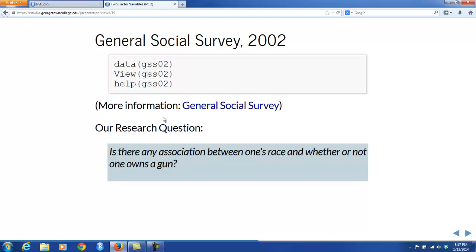Now, in 2002, lots of people were asked about their race. Also, lots of people were asked whether or not they own a gun. And there were plenty of people in the study who were asked both questions. So we might try to use this data to investigate this research question. Is there any association between one's race and whether or not one owns a gun?